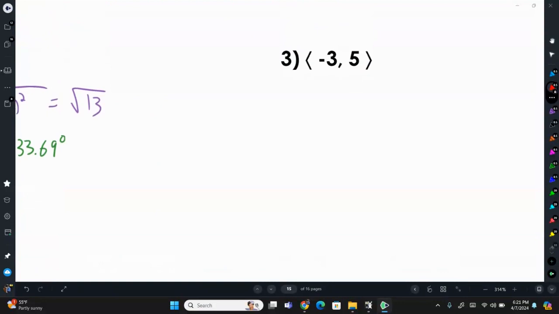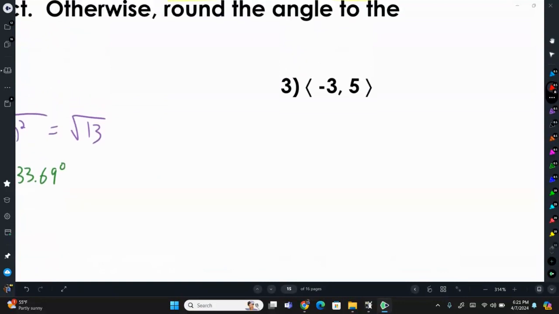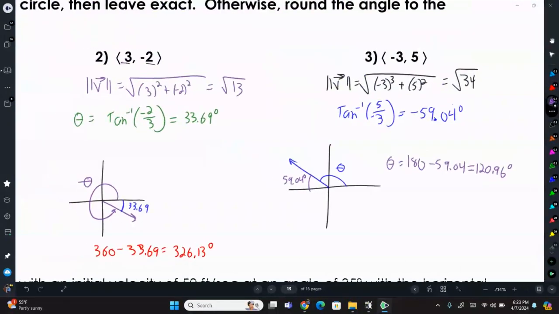All right, I want you to try number 3. So go ahead, pause the video, and when you're done, you can unpause it and see what we get. All right, so you can see my answer. It doesn't matter that the angle was negative. The distance between that terminal side and the x-axis was 59.4 degrees, and we were in quadrant 2 because x is negative and y is positive, leaving us to do 180 minus that angle to get that value.